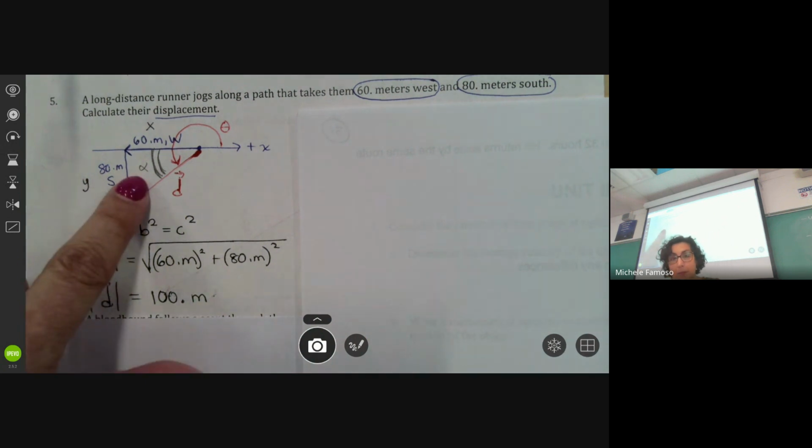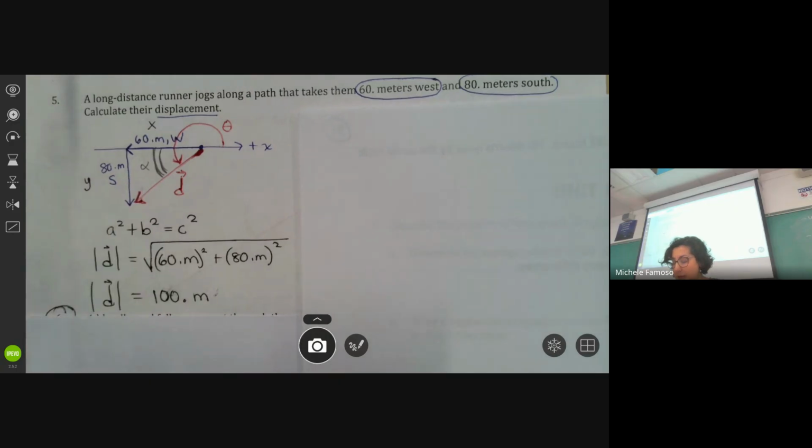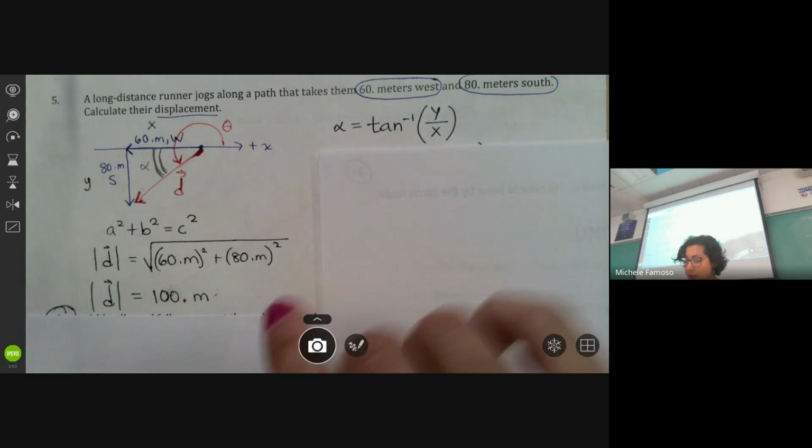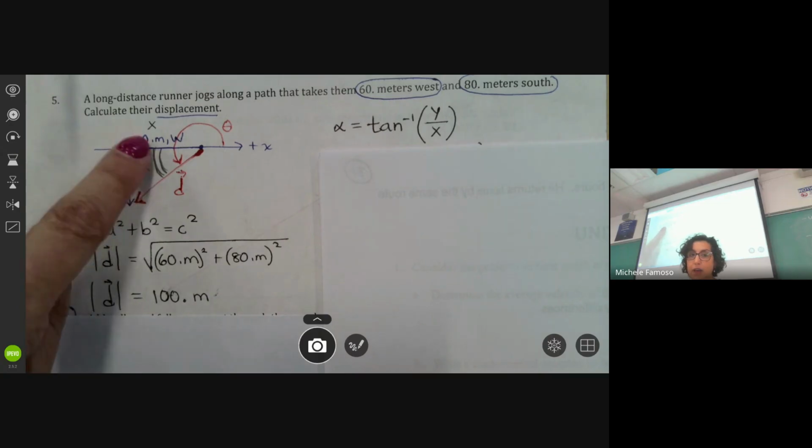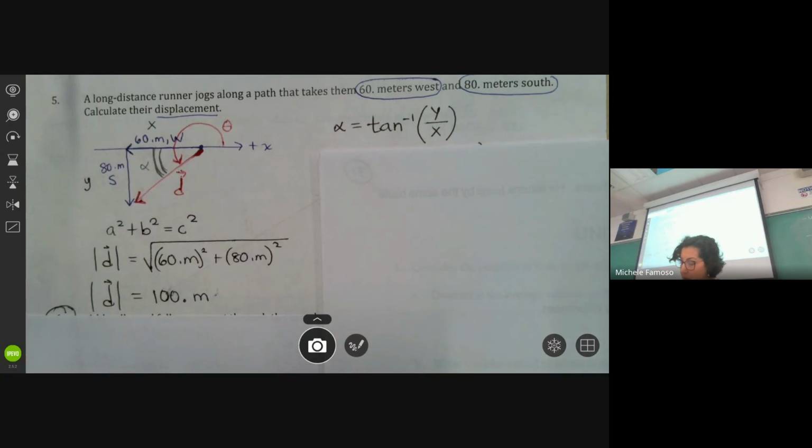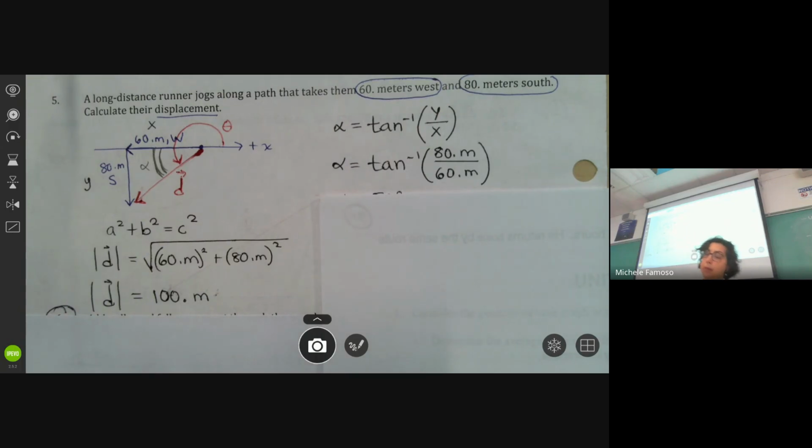Now, first thing I'm going to do for direction is come up with the inside angle, alpha, which is the inverse tan of the opposite over the adjacent, which in this case is the y value over the x value. So I'm going to plug in inverse tan of 80 point meters over 60 point meters. We find that the angle inside the triangle is 53 degrees.